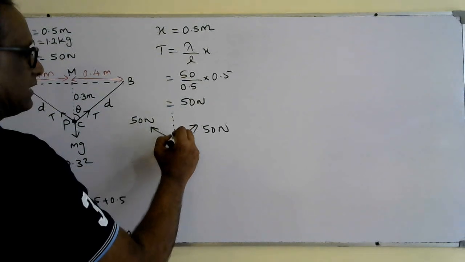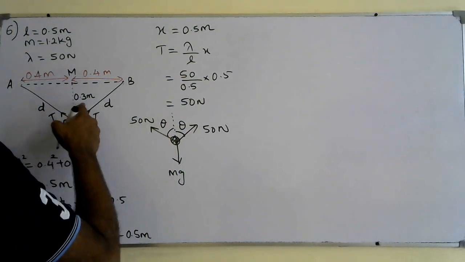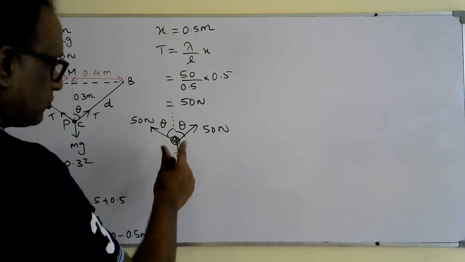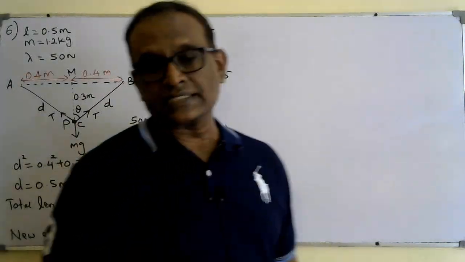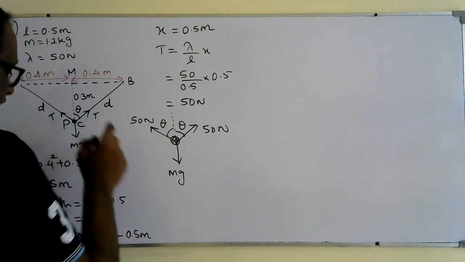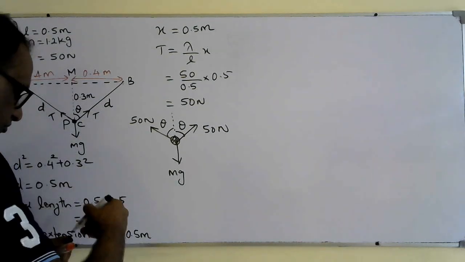So this angle theta, this also angle theta, symmetrical. So how much is that angle theta? So we can find this cos theta. So the resultant force acting on the particle is 50 cos theta plus 50 cos theta minus mg, 2T cos theta minus mg. So cos theta we can find from here, 0.3 over 0.5.